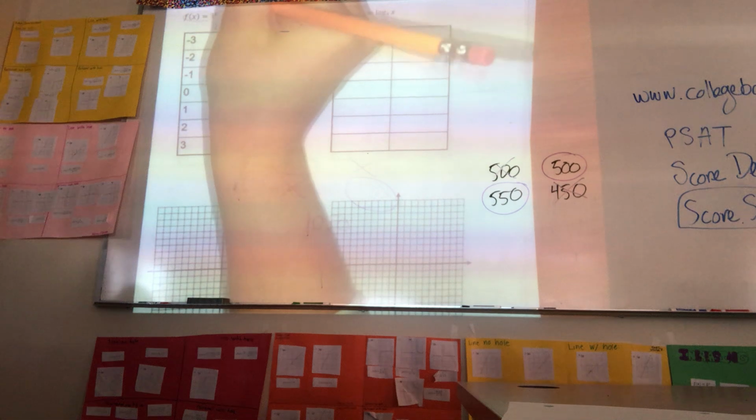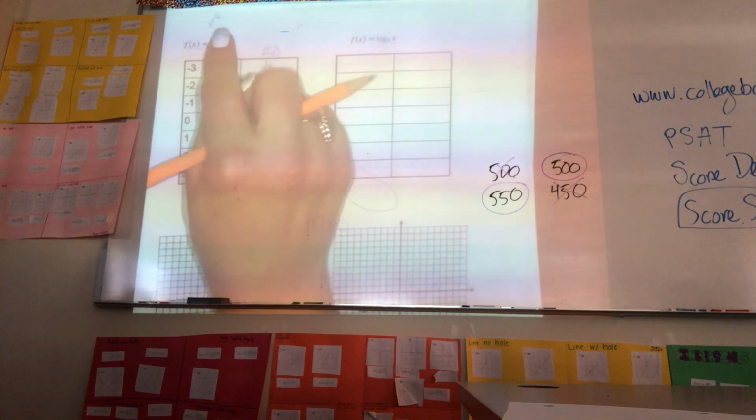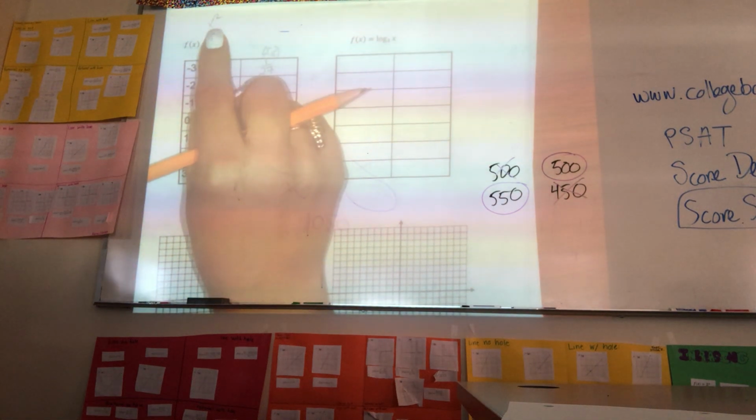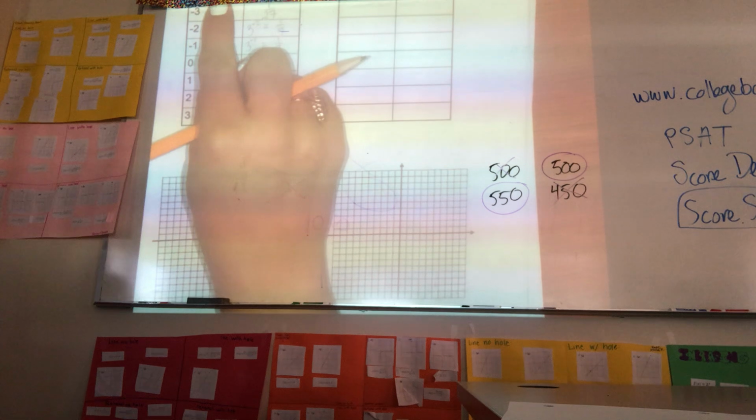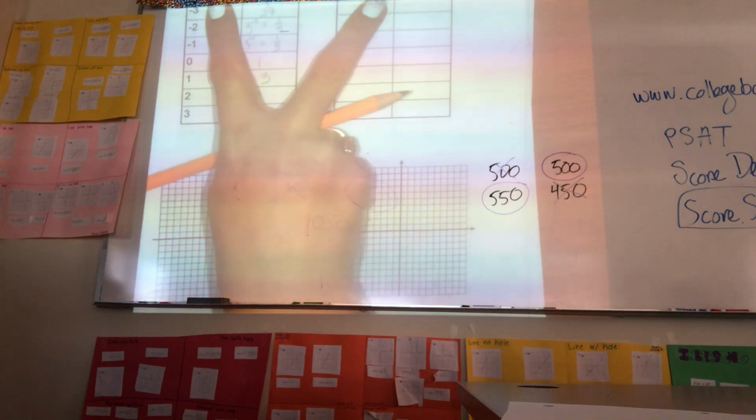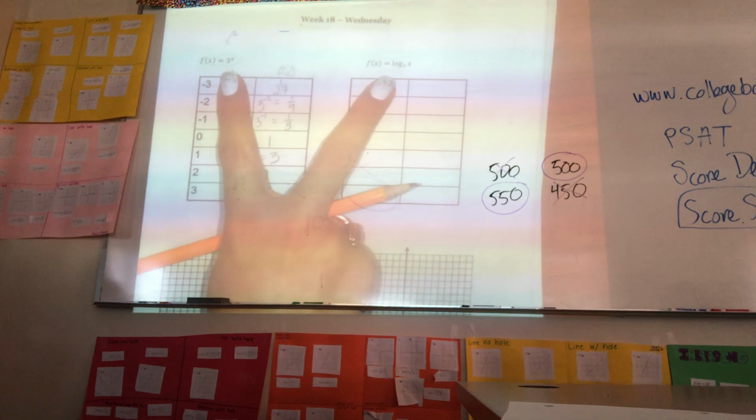Notice how, like x squared, for instance, this is not an exponential. This is a quadratic because the variable is in the base. So if the variable is in the base, it's a kind of polynomial. If the variable is in the exponent, it's an exponential. All right? So these two are inverse functions.